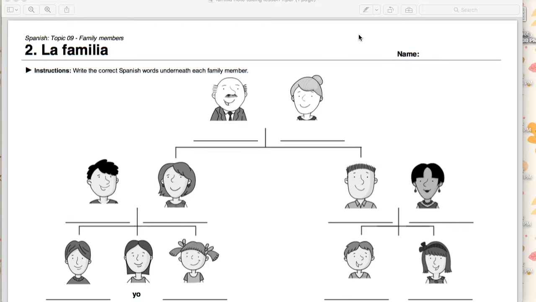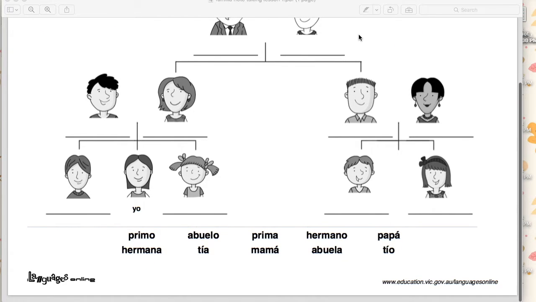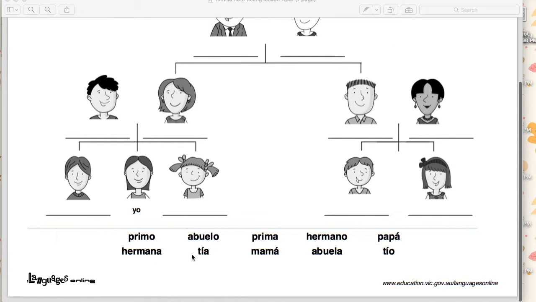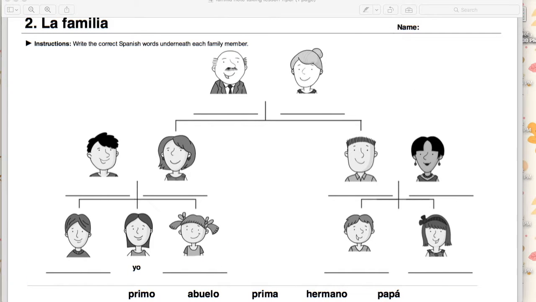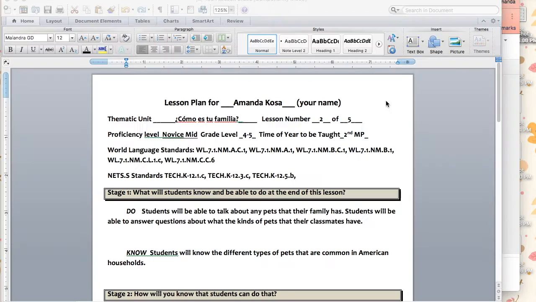Students would also be taking notes for this first lesson on the La Familia note-taking sheet. So here are kind of guides. It has the words spelled out down here. Like I said, for the novice low sometimes level, it really does help to have a word bank. So students would be able to fill this in as a guided note-taking sheet throughout lesson number 1 of 5 in this unit. And they will refer back to it as the unit goes along.